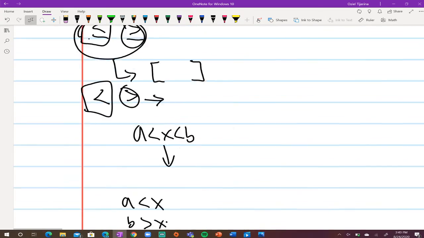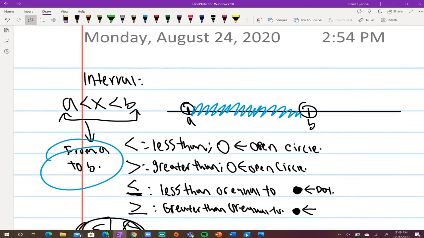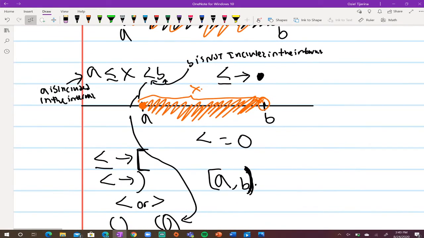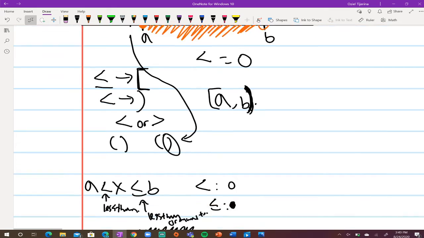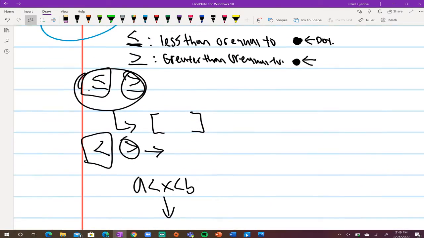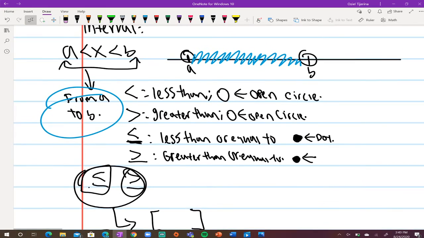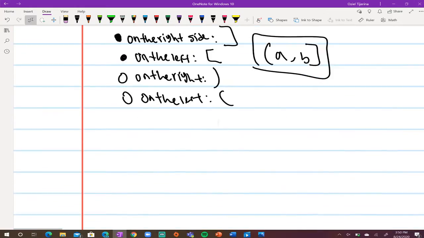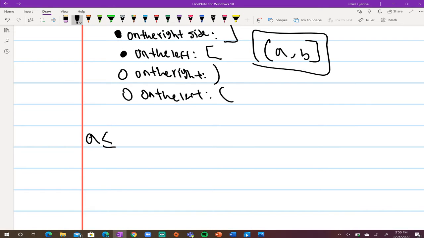So we did A is less than X is less than B, and then we're going to do A is less than or equal to X is less than B, and then now we're going to do A is less than or equal to X is less than or equal to B. Okay, so A is less than or equal to X is less than or equal to B.